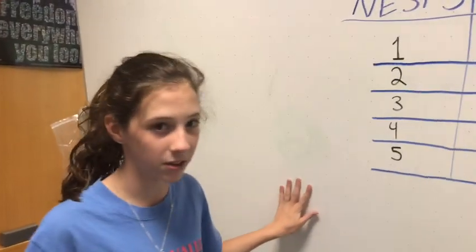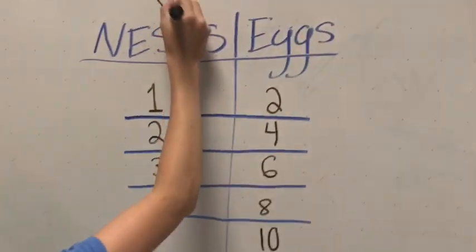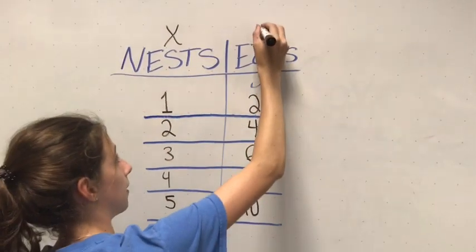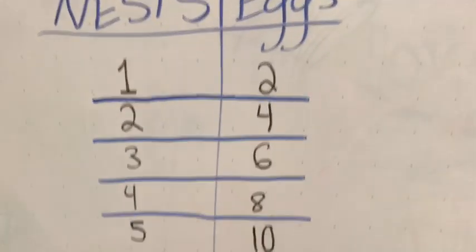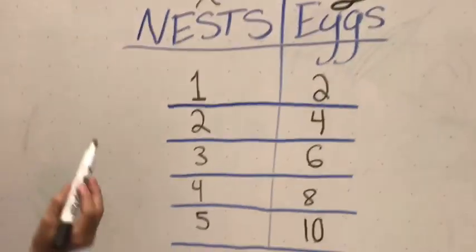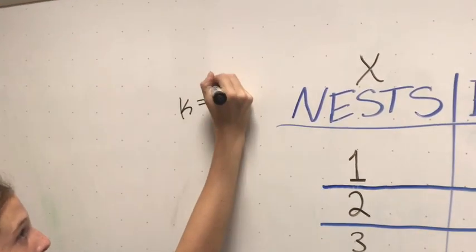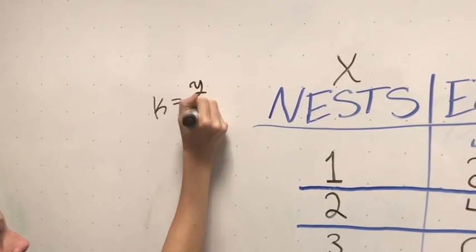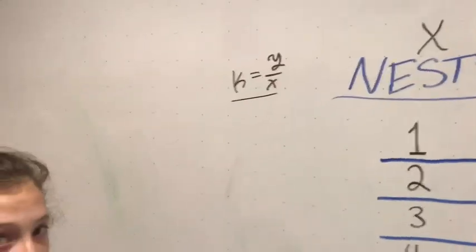Hello, my name is Ellie, and today I will be teaching you about math proportionality and how to solve a table like this. So first you want to label your units, x and y, and this will always be the case. And now, you always want to divide your y by x, because k equals y divided by x. K is your constant of proportionality.